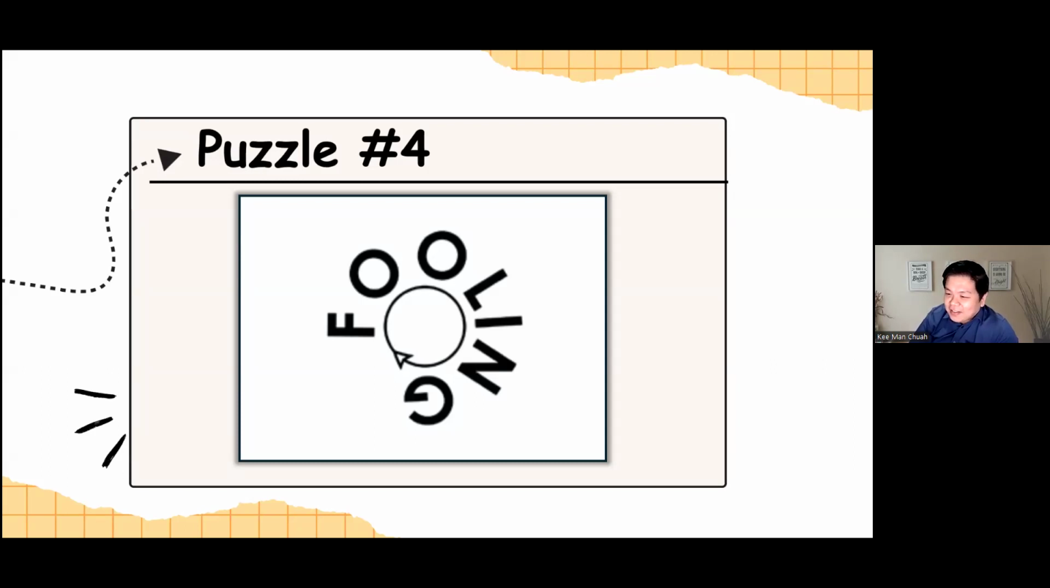I think this one is clear. It's fooling around because of the arrow. But even without the arrow, I think you can still kind of see that it's round, right? But you can get other answers like fooling in circle. Why not, right? It makes sense. Fooling is maybe. But if it's an expression, then fooling around is more accurate, right? Okay, let's try number five now.